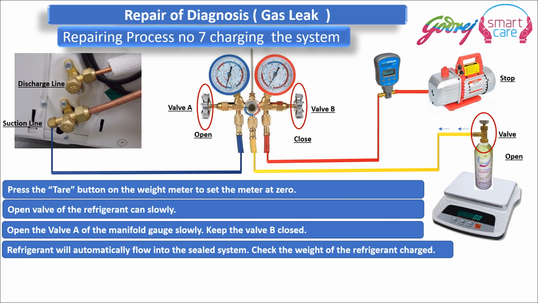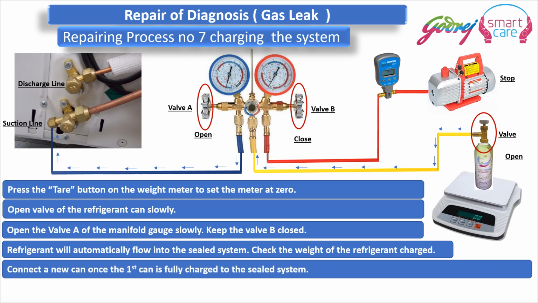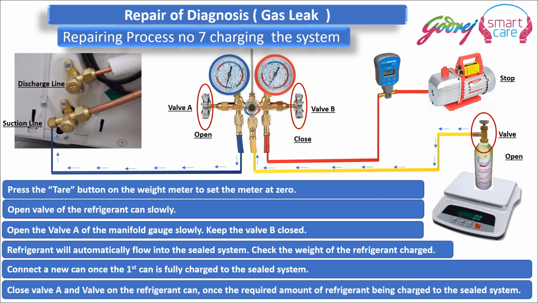We have to check the weight of the refrigerant charged. We have to connect a new can once the first can is fully charged into the sealed system. Close valve A and the valve on the refrigerant can once the required amount of refrigerant has been charged into the sealed system.